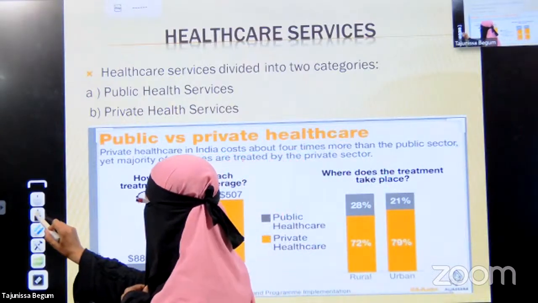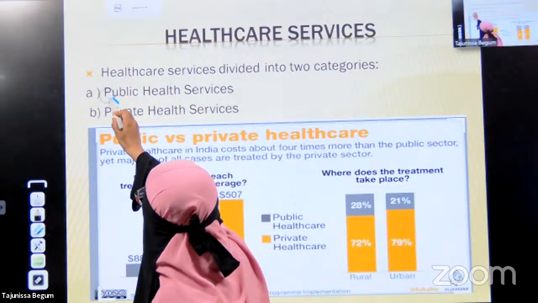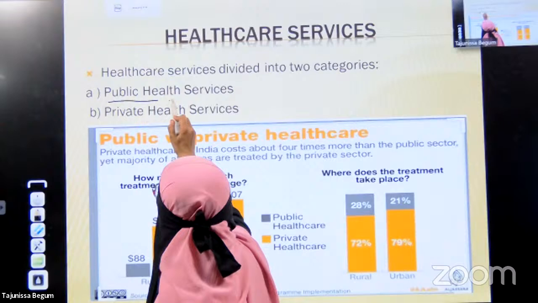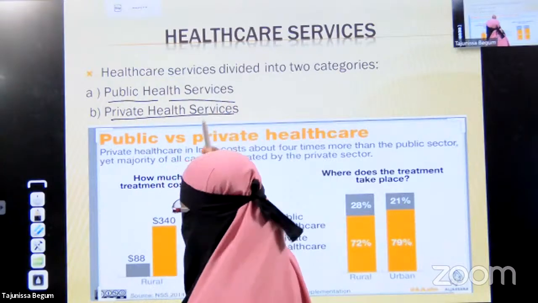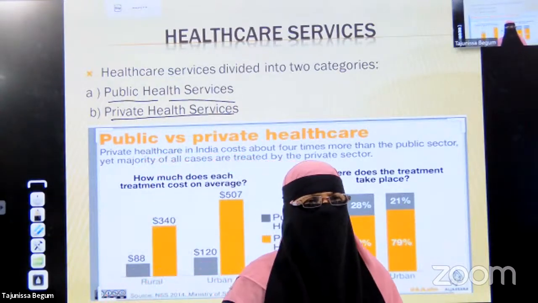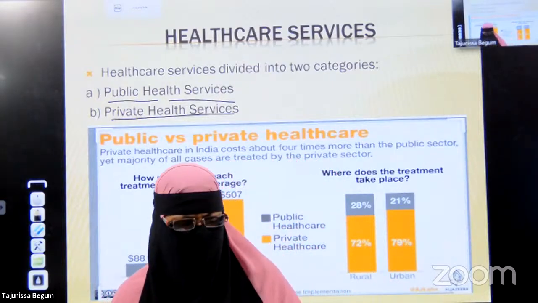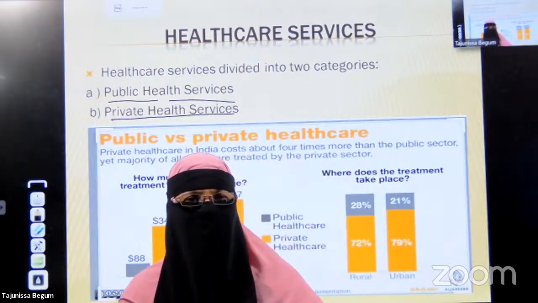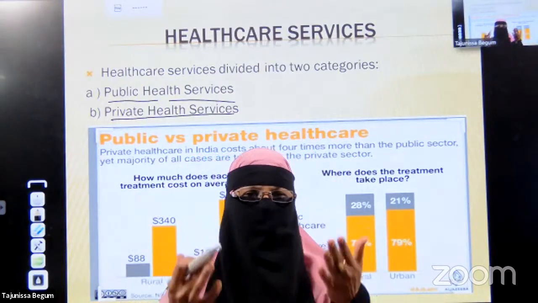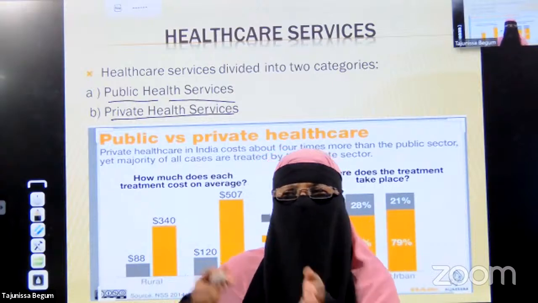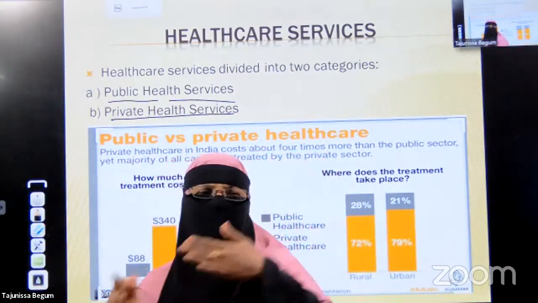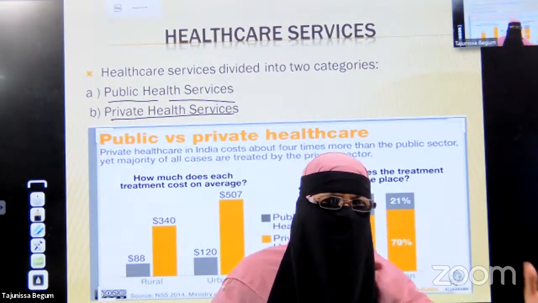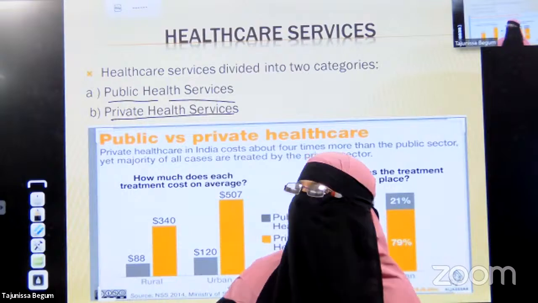What are those? The two categories are public health service and private health service. Now you get what ma'am is saying. Please don't get confused. Healthcare services means the services provided by the government and by private people. So it has been divided into public sector and private sector. You will think, what is public sector, what is private sector? I'll explain. Please don't worry.